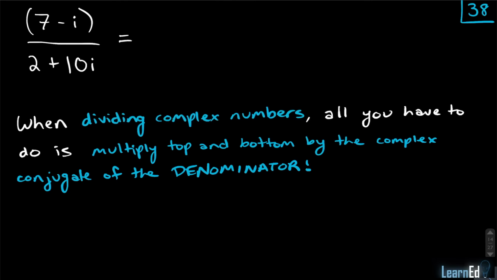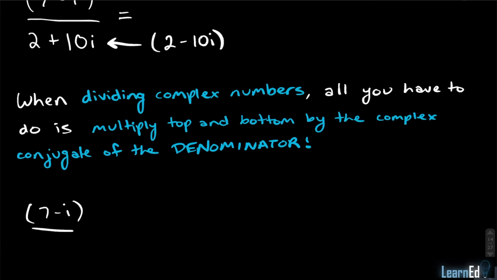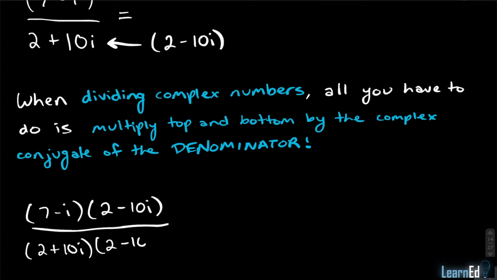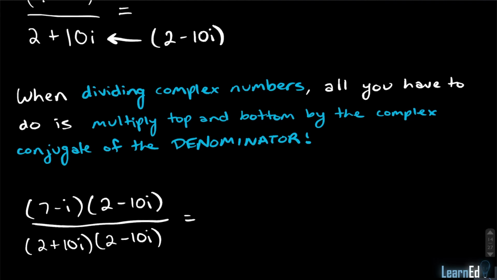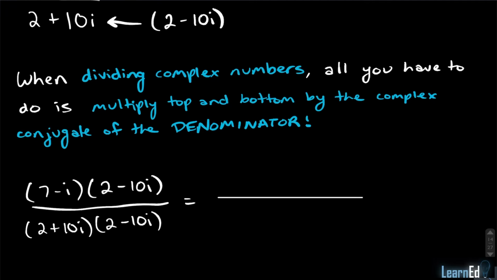Let's multiply top and bottom by the conjugate here, and the conjugate of the denominator is 2 minus 10i. So we're going to multiply that by top and bottom. Okay, so 7 minus 10i times 2 minus 10i, and we have a 2 plus 10i, 2 minus 10i. So first off, let's do the denominator, because that'll be easier.